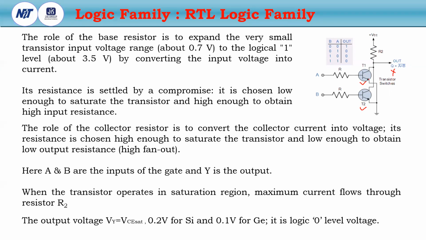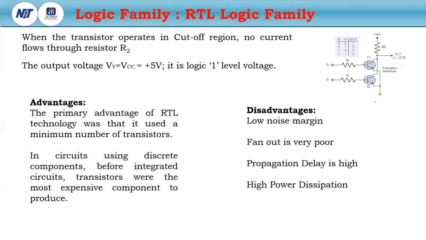So when these two transistors are in the on state or in saturation mode, the maximum current will flow through R2, and then all the voltage will be passed to the ground. So the output will be logic 0. Now when the transistors operate in the cutoff region, no current will flow because these two are off. No current will flow because no path exists from VCC to the ground.